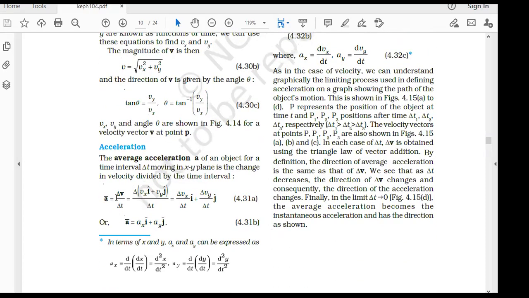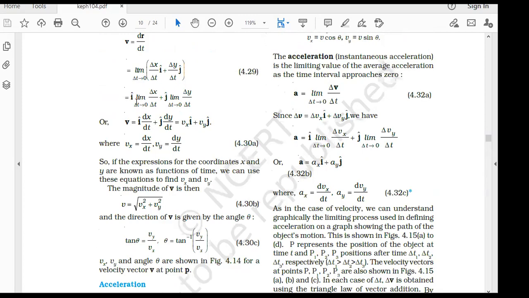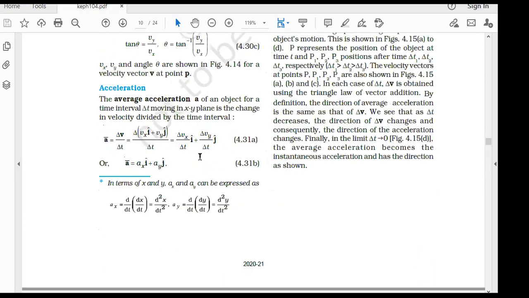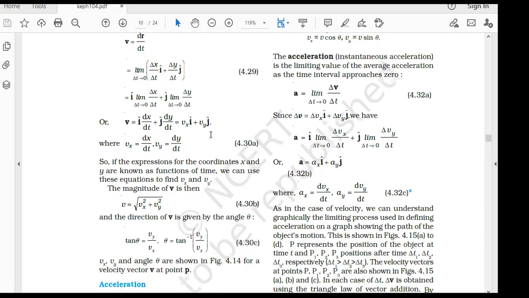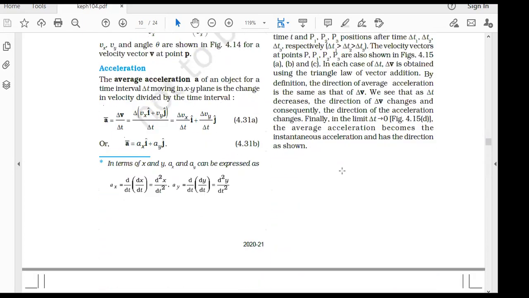Acceleration, average acceleration, just now we saw this, del v by del t, limit delta t tends to 0. That's what is given here. Look at this, this is what we are using today. So go back and check it out. We already did these derivations.